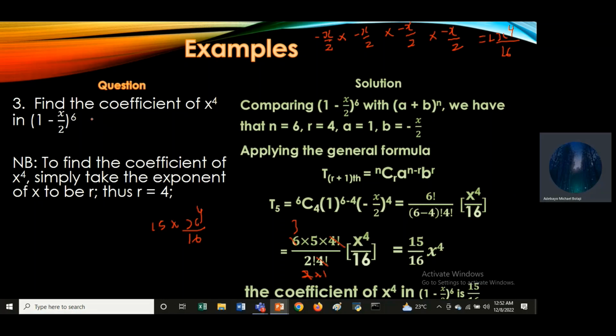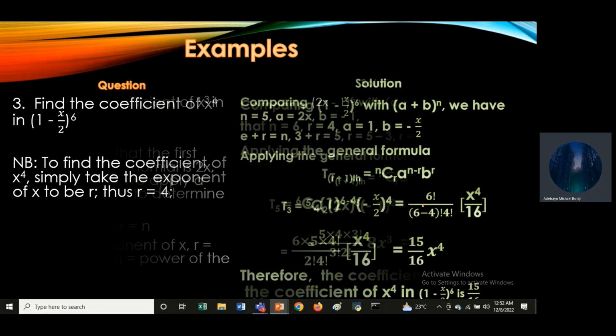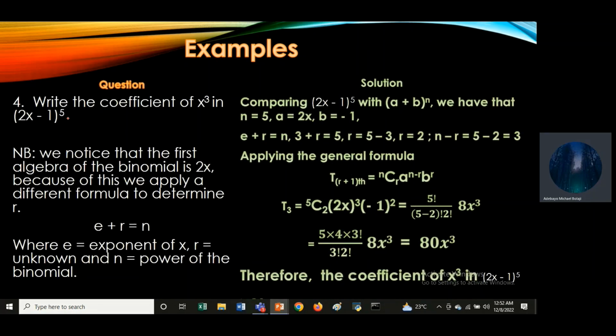So answering our question here, the coefficient of x raised to the power of 4 here is what? Is 15 over 16. Very simple. So we've answered this third question. Let's go to our fourth question. Our fourth question says, write the coefficient of x raised to the power of 3 in 2x minus 5.